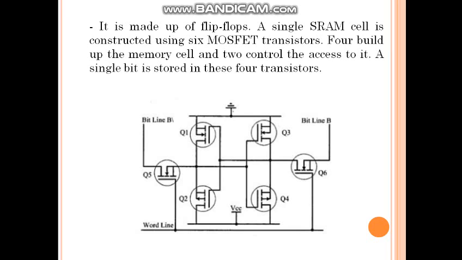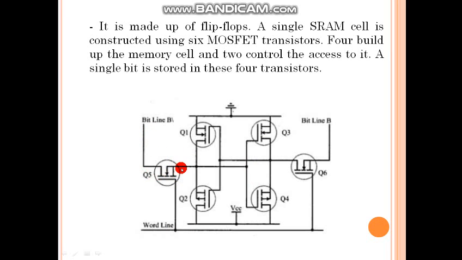It is made up of flip-flops. A single SRAM cell is constructed using 6 MOSFET transistors. The structure of a single bit SRAM is shown below. To build up the memory cell and to control the access to it, a single bit is stored in these 4 transistors, that is Q1, Q2, Q3, Q4. To store this single bit we require 6 MOSFETs here.